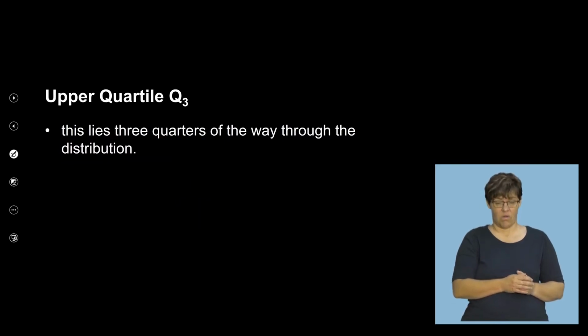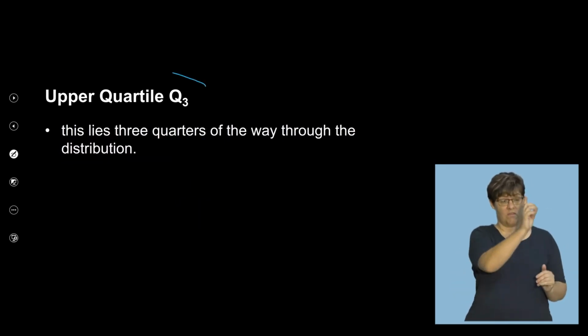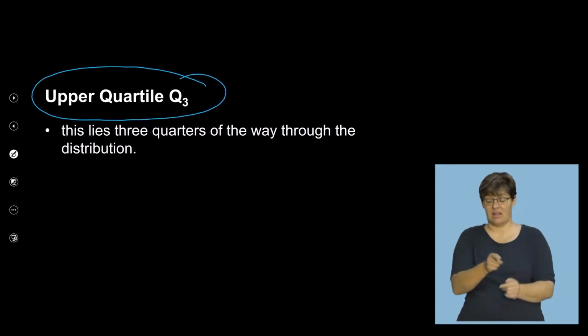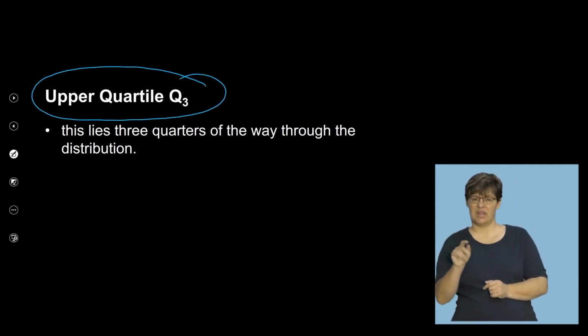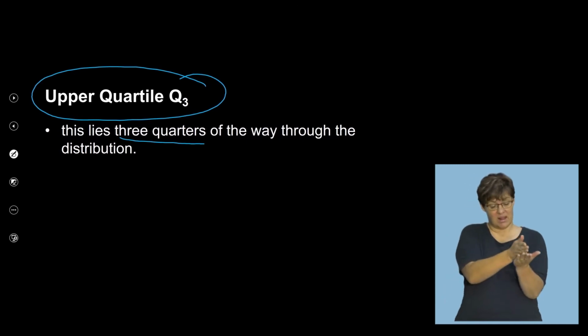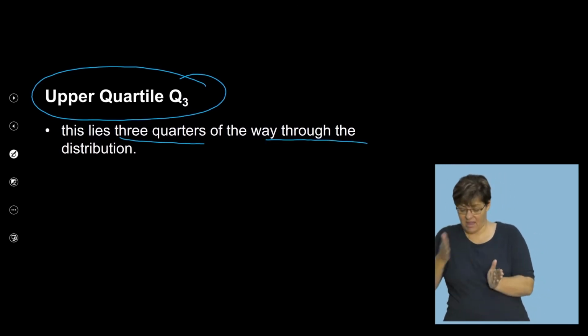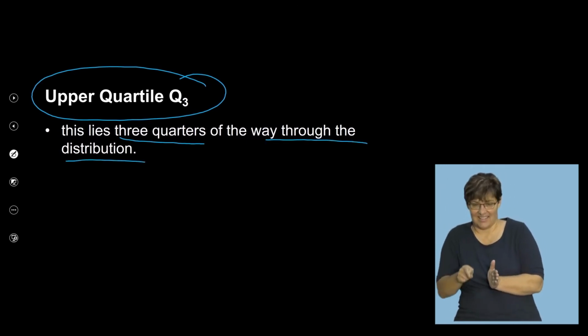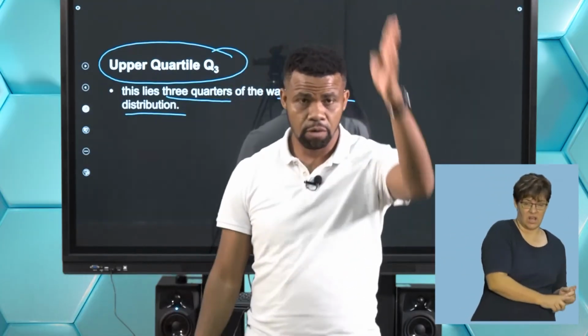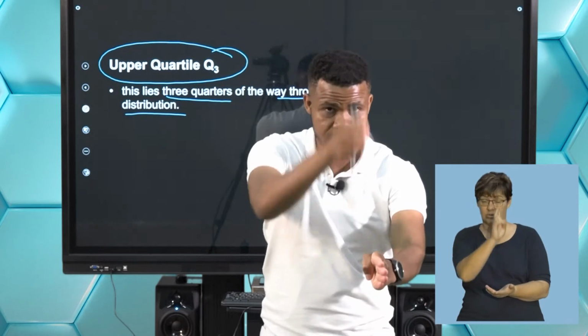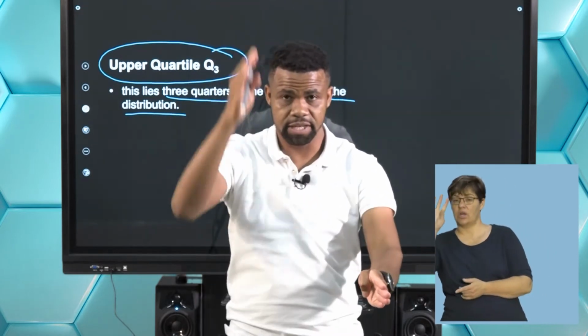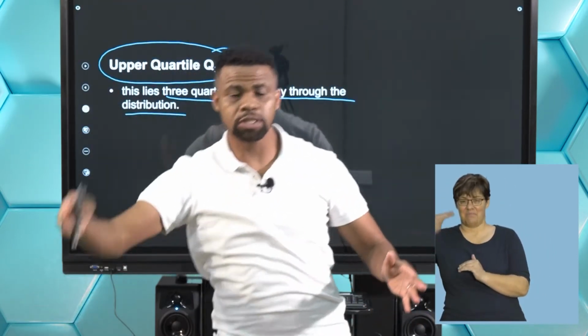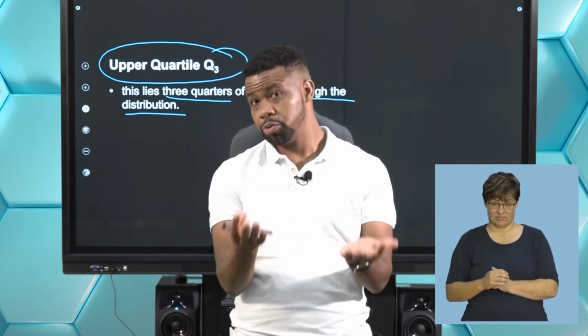So now let's look at the upper quartile, known as Q3. This lies 3/4 of the way through the distribution. Distribution means the data. Does that make sense? So we have the lower quartile, which is a quarter of the data, the median, 50% of the data, then 3/4, we get the upper quartile, or Q3.